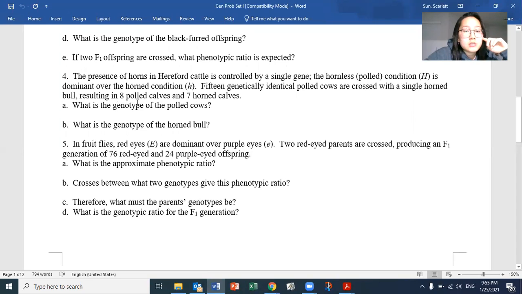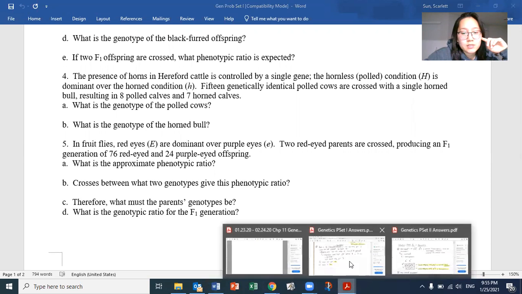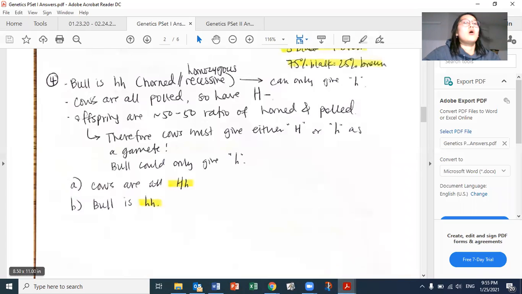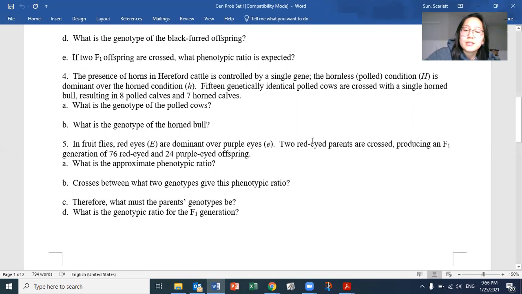So what is the genotype of the polled cows? Well, we can just kind of answer that. If they're able to give a lowercase h to make babies that are horned, then you know that they have to be heterozygous, right? So all the cows are all capital H, lowercase h. And it's kind of weird to say that, but the reason why they're all capital H, lowercase h is because it's given in the prompt that all of them are genetically identical for this gene.